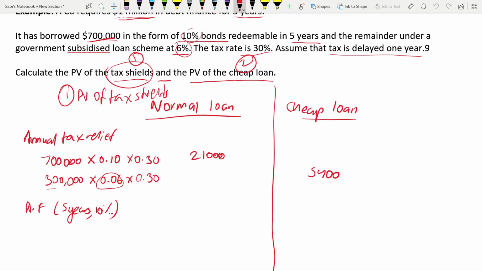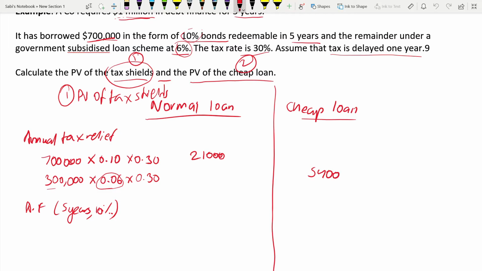So in your textbook, the assumption is that for both the normal loan and the cheap loan, the annuity factor they are using is 10%. Why? Because even though the rate is less, it's a subsidized loan, that's why the interest is less. But they are saying the risk is the same as the normal loan. That's why, because the risk is the same, they are using the discount rate of 10% for both the loans to reflect the risk.